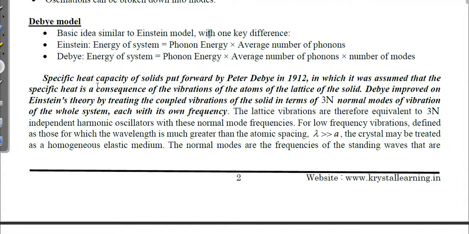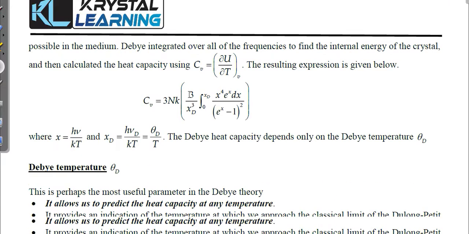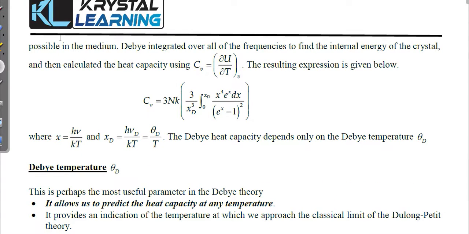So the specific heat of solids was put forward by Peter Debye in 1912, in which it was assumed that specific heat is a consequence of vibration of atoms of the lattice of the solid, and Debye improved the Einstein theory by treating coupled vibration, meaning it takes the effect of the adjacent atoms in terms of 3n normal modes of vibration. There will be 3n normal modes of vibration in the whole system, each with its own frequency. So this was the assumption, and he derived the formula, that is the Debye formula for Cv, which was this.